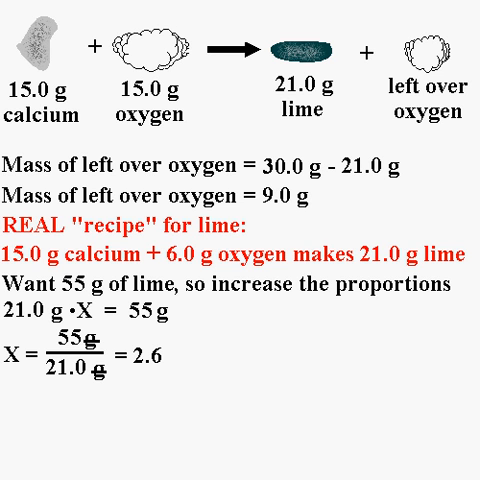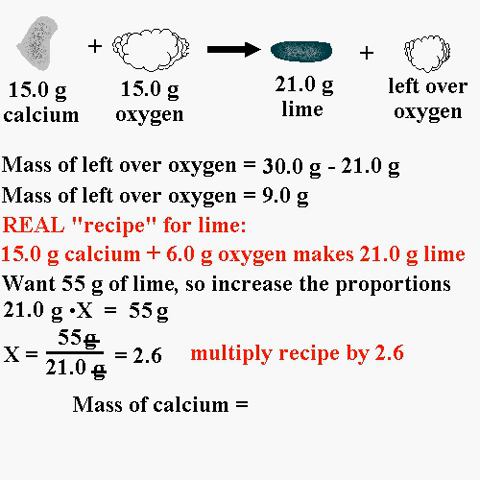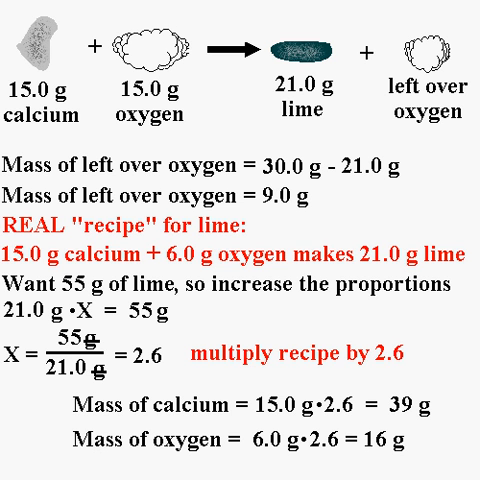Well, now we know the factor by which we need to increase the proportions of the recipe. So I just take my original recipe and multiply by 2.6. The mass of the calcium in the recipe is 15.0 grams. Multiply that by 2.6 and we get 39 grams. The mass of oxygen in the recipe is 6.0 grams. Multiply that by 2.6 and we're left with 16 grams. So the recipe for making 55 grams of lime with no leftovers is to take 39 grams of calcium and react it with 16 grams of oxygen.